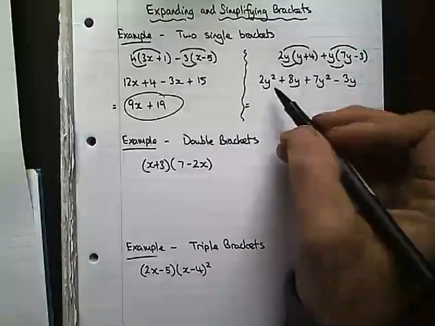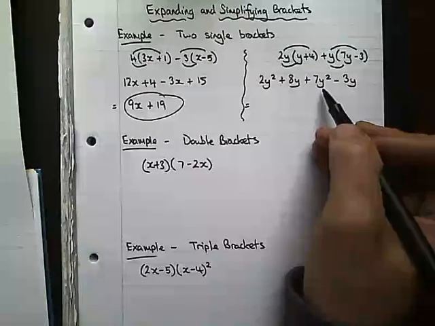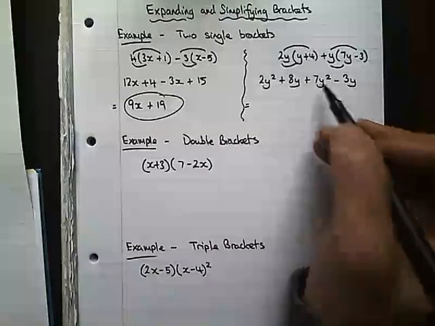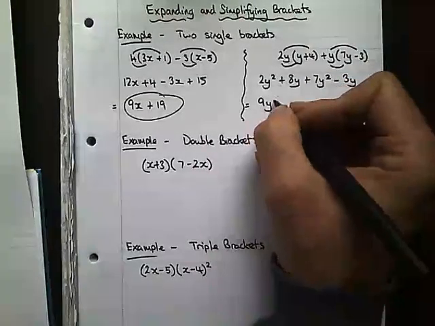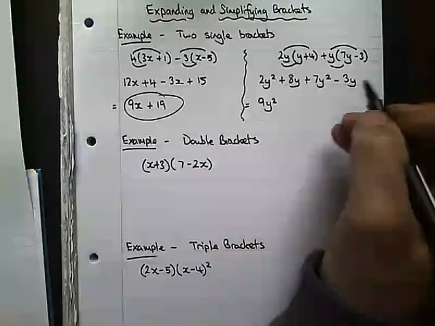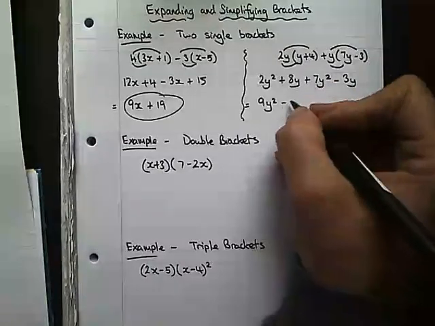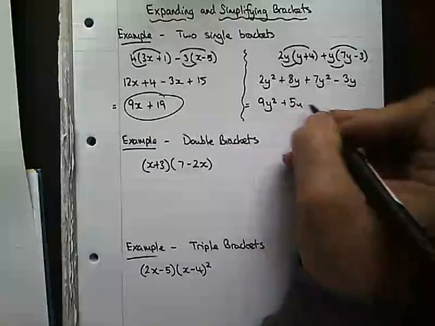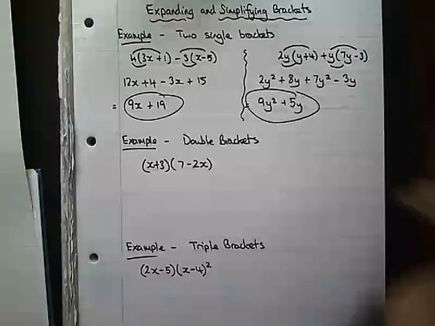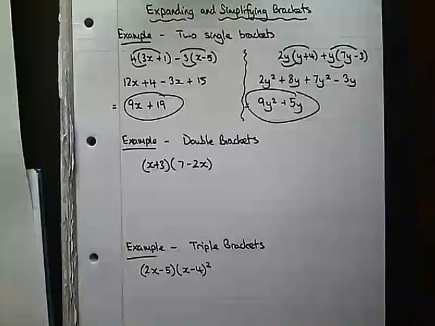So we've got y squareds and y squared, so we can simplify these. I've got 2 and 7, so that makes 9y squared. Then I've got my 8y, and I take away 3y, so I've got plus 5y. And that is your solution. Okay. So now we've done two single brackets, let's have a look at two double brackets.